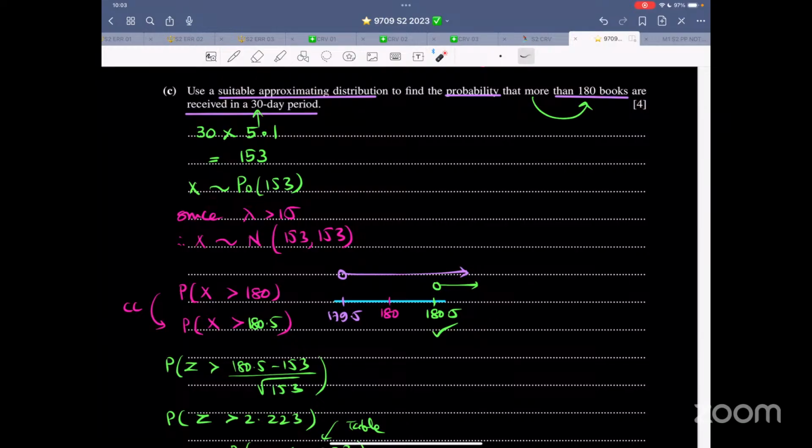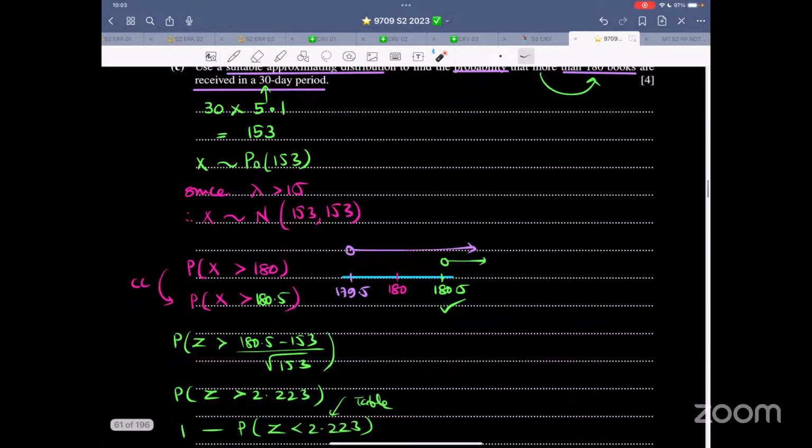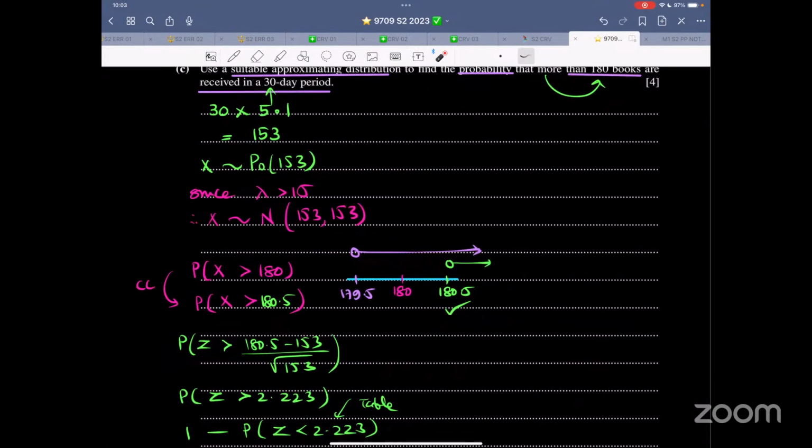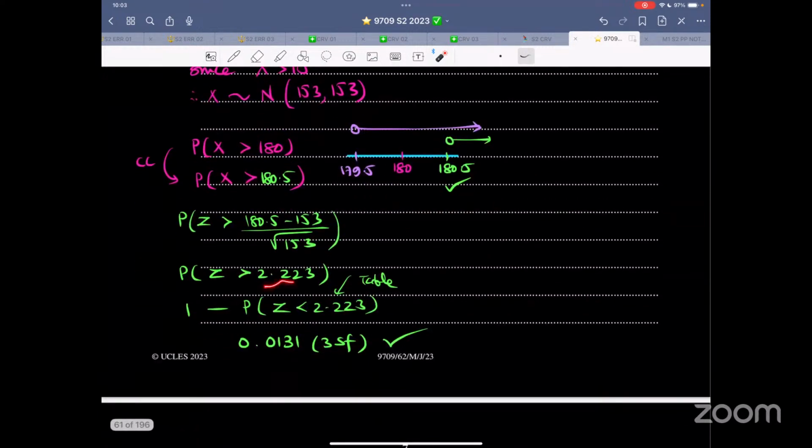Since lambda is greater than 15, therefore X follows a normal distribution 153, 153. And then probability X greater than 180. Of course, you have to do continuity correction because this is normal approximation to Poisson. So greater than 180 becomes greater than 180.5. Standardize, you get the z value, apply the relevant rule. Greater than a positive value is 1 minus probability Z less than this particular value. This is the final answer. Show every single step.